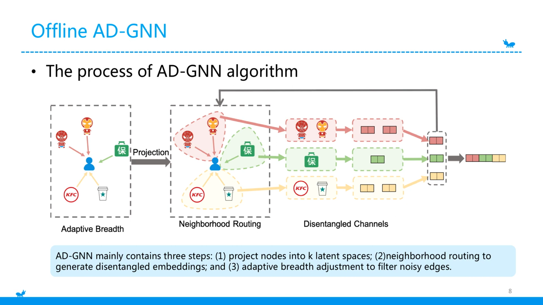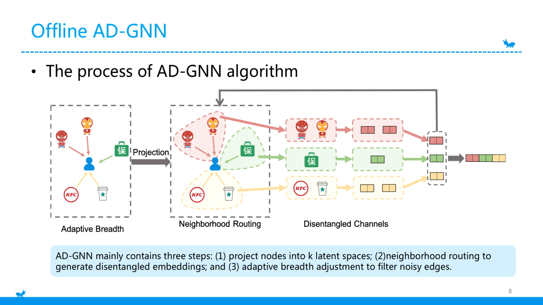Considering the fact that a user may connect with different campaigns for different reasons, we employ a disentangle mechanism in ADGNN to disentangle user embeddings into several channels with respect to their heterogeneous intentions toward different campaigns. Moreover, we refine the disentangle mechanism by incorporating an adaptive breadth function, which enables eliminating some noisy neighbors because of casual user campaign interactions.